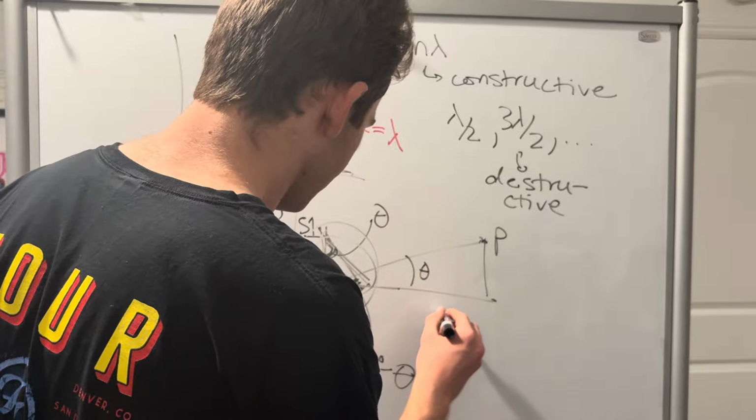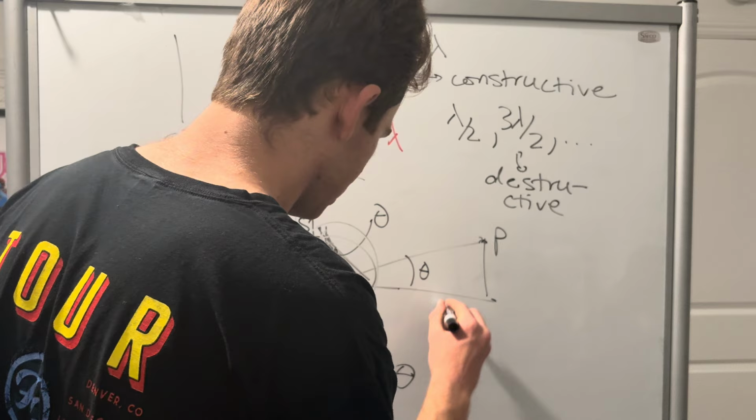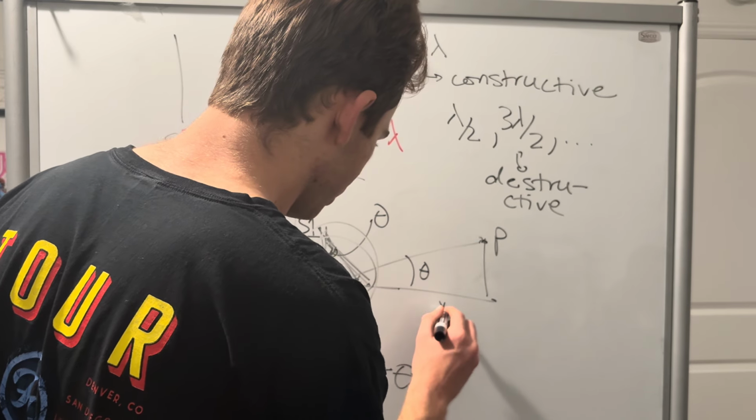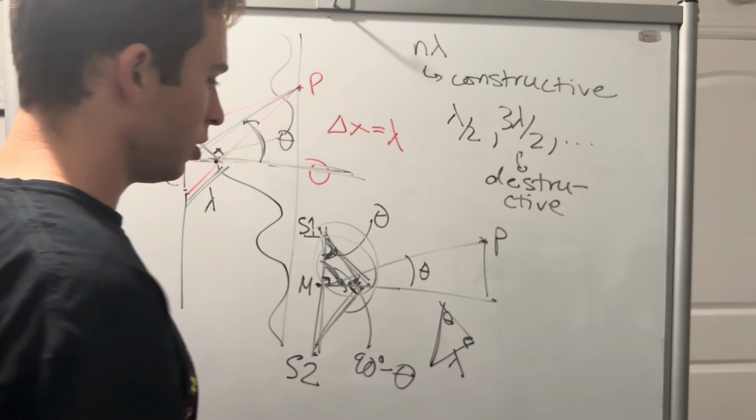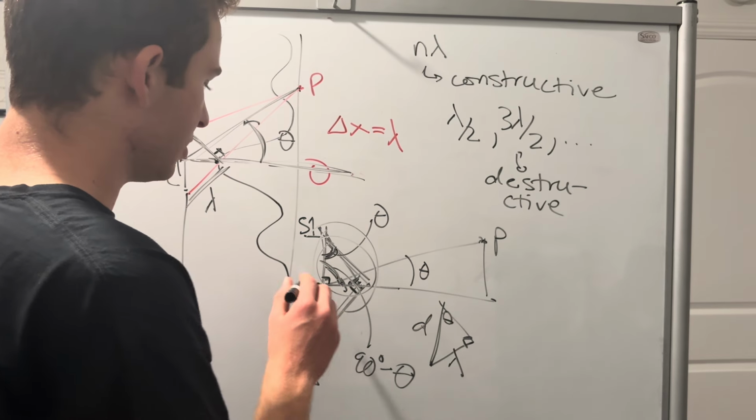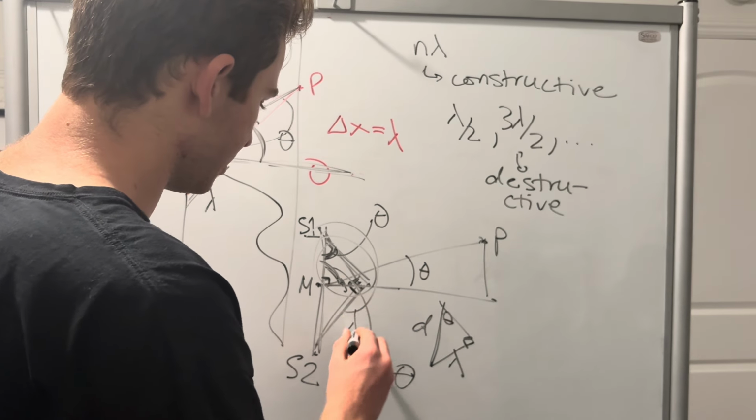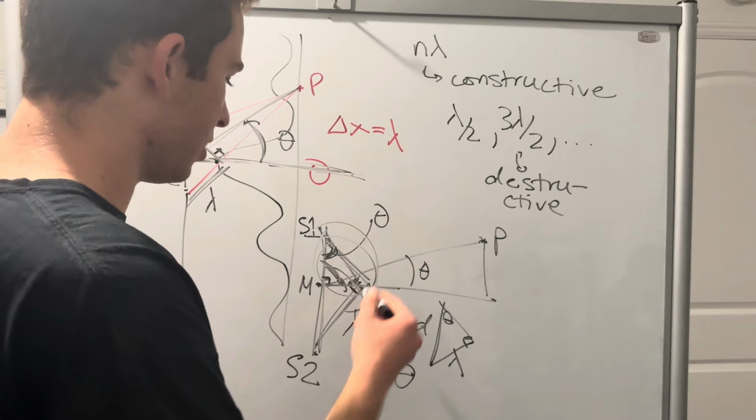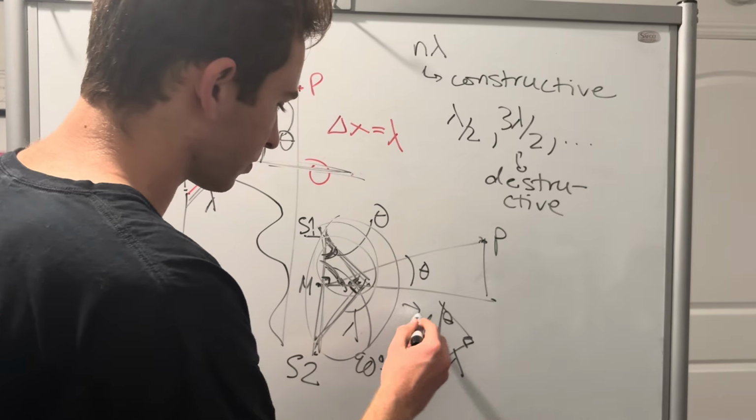And we say that we have this right angle, we have theta up here, we have our delta x, which is lambda down here. And then this is d. This is obviously the distance between the slits. This is lambda. Because we know this is theta. And this triangle right here is this big triangle.